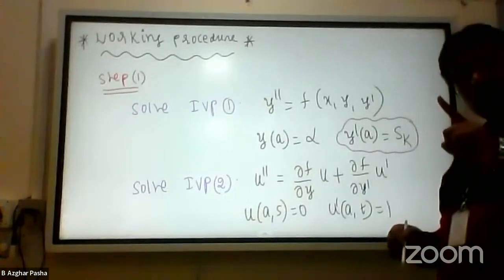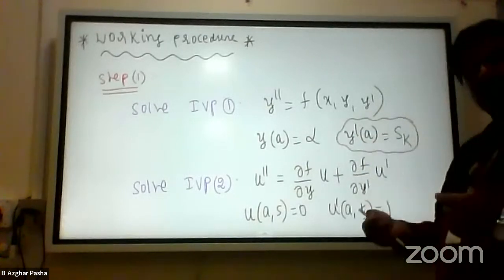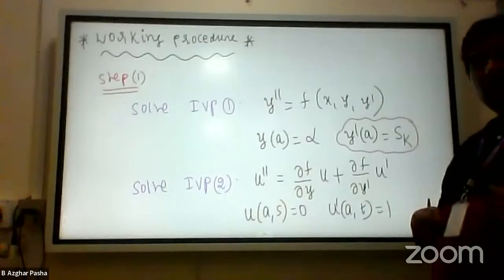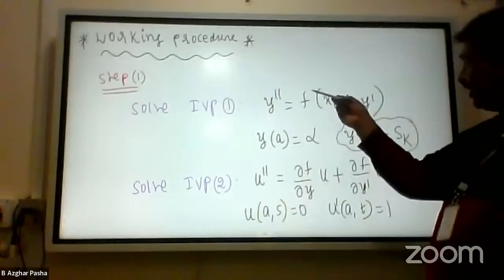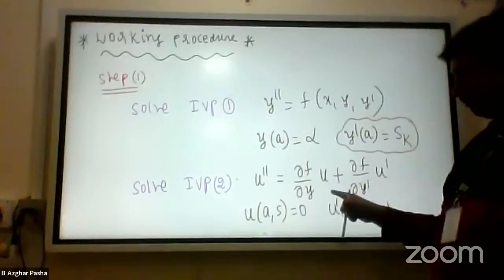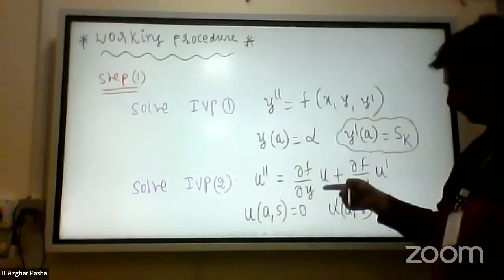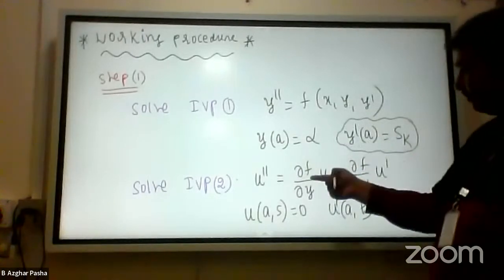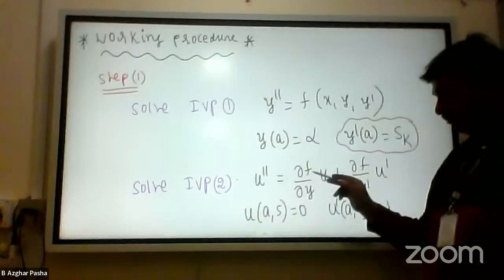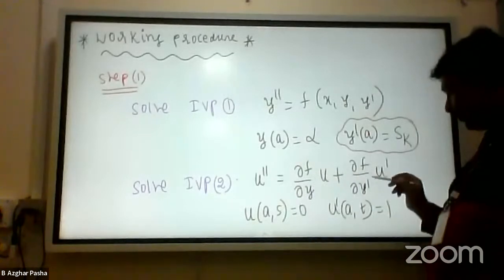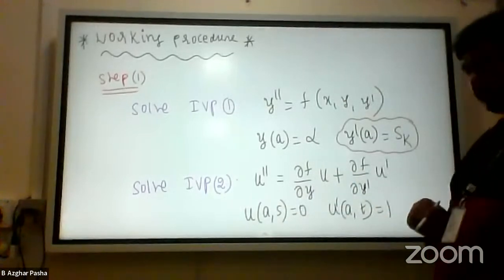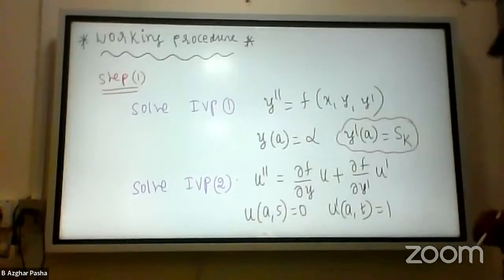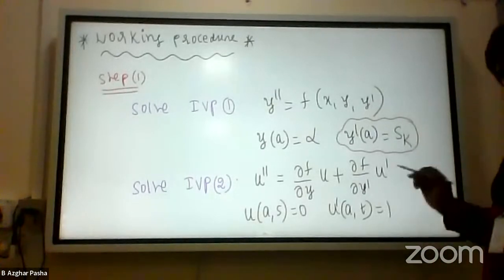As there is one unknown, I will get one more set of initial value problem, u double dash, which is the counterpart of y double dash. I have told you to remember this equation, double star. I am getting u double dash, counterpart of y double dash, in this manner: dou f by dou y into u plus dou f by dou y dash into u dash, with the associated conditions like this. u of a comma s is equal to 0, u dash of a comma s is equal to 1.